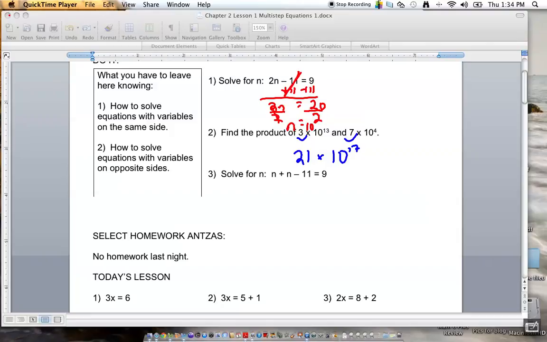Max, what do we got? 21 is bigger than 10. That's right. Max is all over it. 21 is bigger than 10. So I have to divide by 10, which means over here I have to multiply by 10. So I get 2.1 times 10 to the 18.